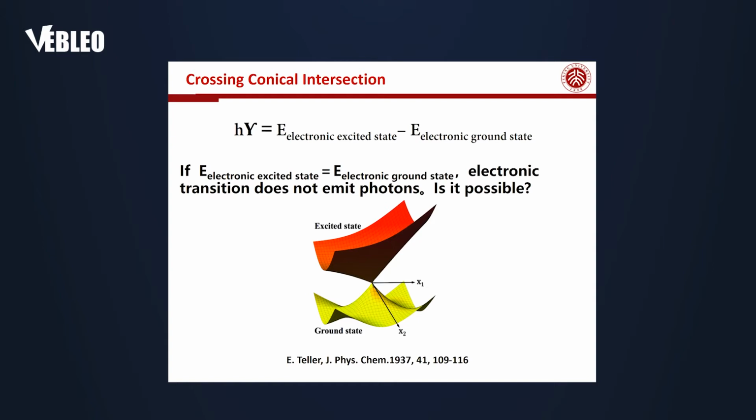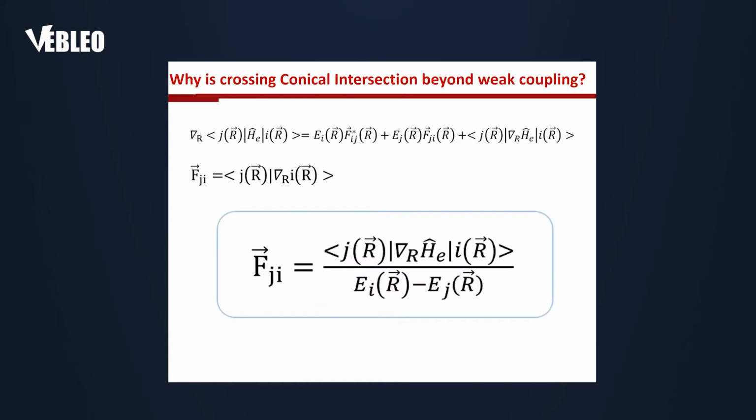conical intersection. And the reason why it's called a conical intersection is because the two potential surfaces intersect at one point. So the shape is exactly like a cone, right? A conical point.